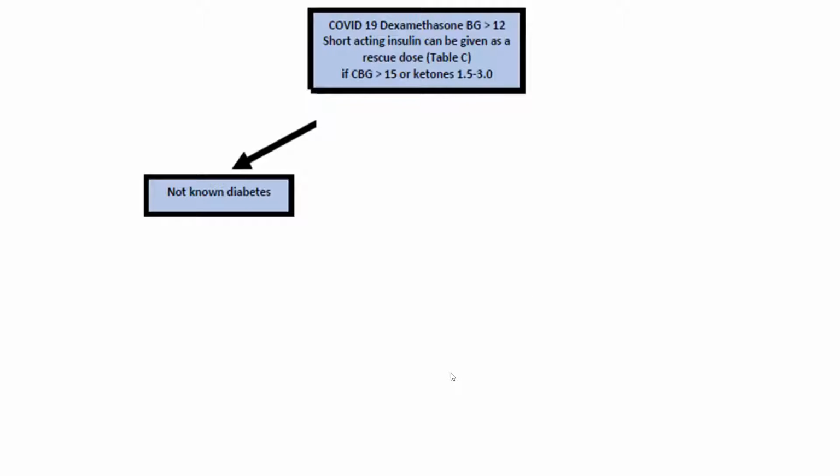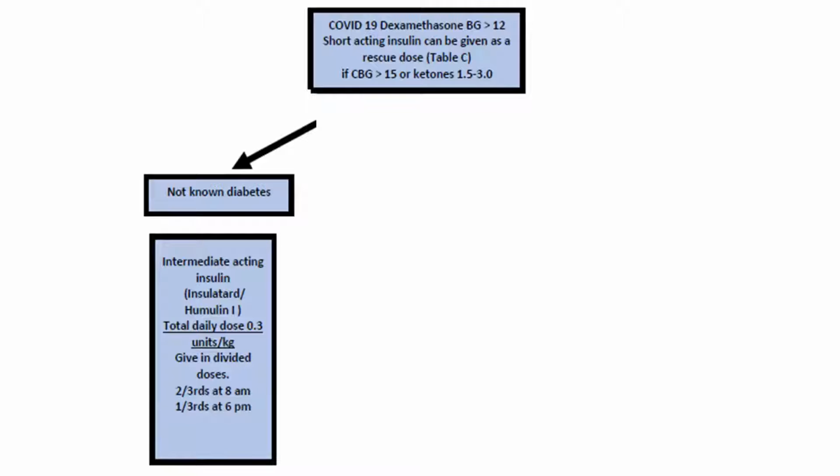Now, if blood sugars are very high, for example, if they are more than 15, or if they have ketones of 1.5 to 3, then you can give them shots of quick-acting insulin, which can either be Actrapid, which is short-acting soluble insulin in Pakistan, or Humulin R, or you can give them NovoRapid or Humalog, which is ultra-quick-acting insulin. I prefer NovoRapid and Humalog.